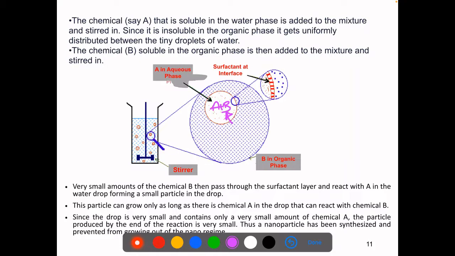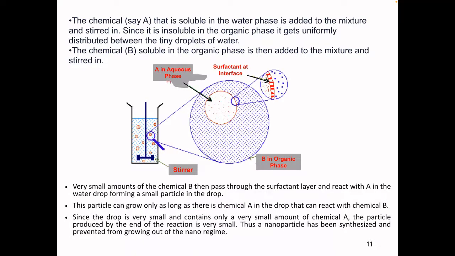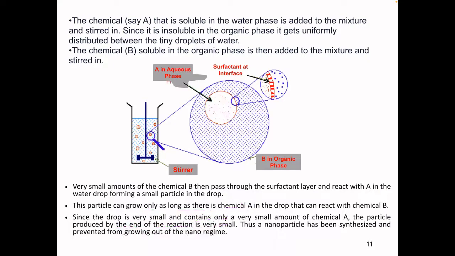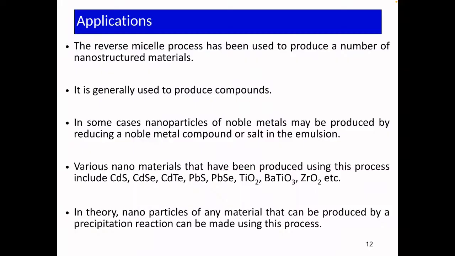This particle can grow only as long as there is chemical A in the drop that can react with chemical B. Since the drop is very small and contains only a very small amount of chemical A, the particle produced by the end of the reaction is very small. Thus, a nanoparticle has been synthesized and prevented from growing out of the nano regime. So this is a very good approach and a very highly used one.